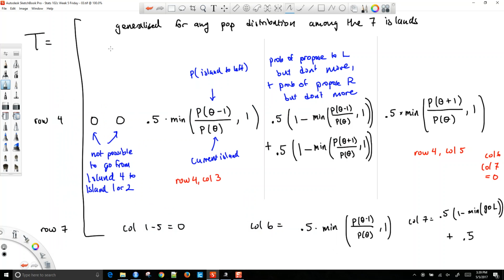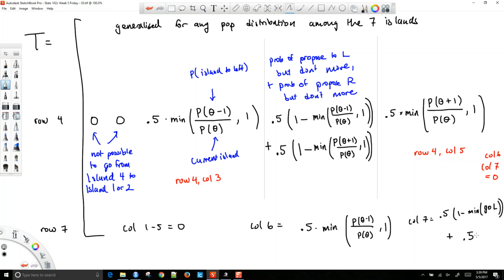Okay. Is this okay? So this thing represents our transition matrix. For row 7, can we just say that column 7 would just be 1 minus that entire probability for column 6, since we have no other options? Yes. They should be equal, I think. 0.5 times this, and then you add 0.5. It just becomes 1 minus. And that would be the same thing with flip for column 1. Correct.